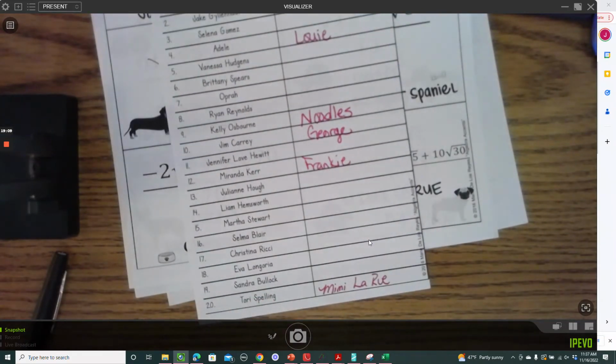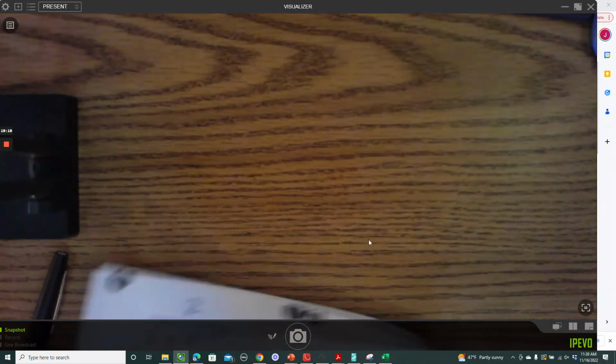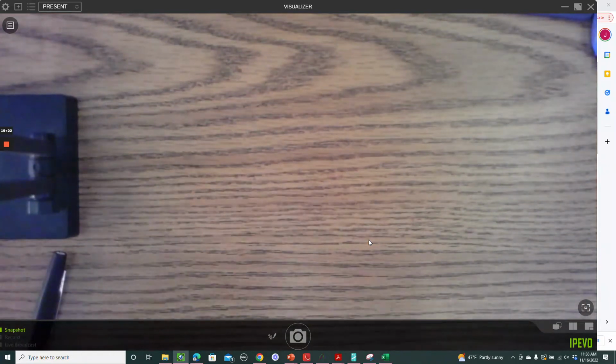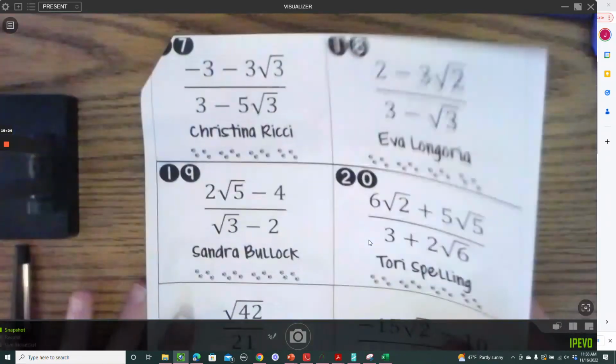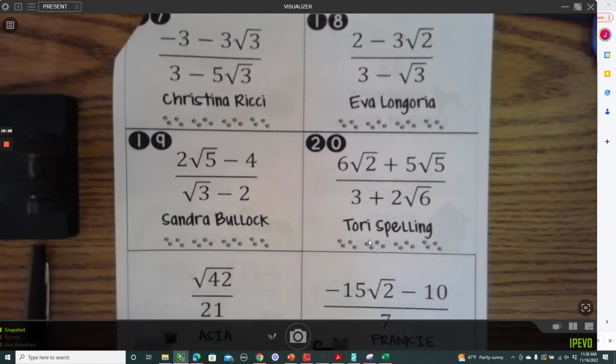Last one I think we're going to have time for. I'm hoping I can get through it. Let's jump back up to number 17. All right, here we go. 17 has a lot of simplification.